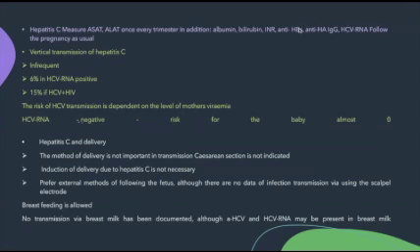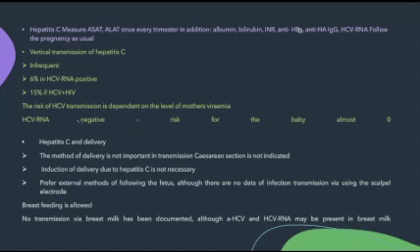When we have hepatitis mothers, we have to check SGOT and SGPT once every trimester. In addition, we always have to check albumin, bilirubin, INR, anti-HBs, and hepatitis RNA. So once every trimester, these must be checked.